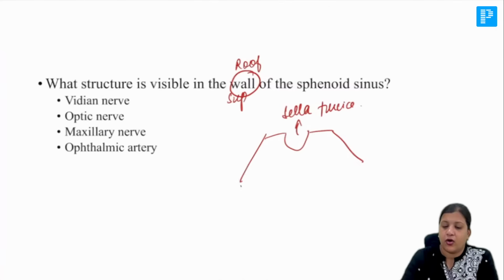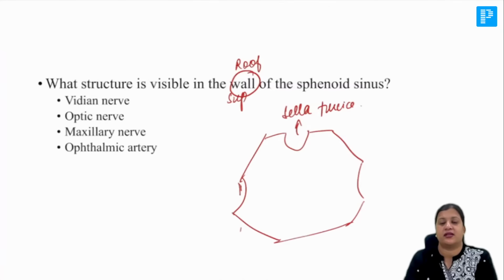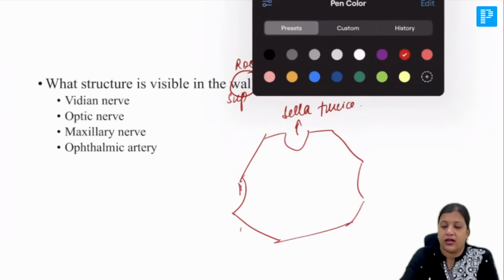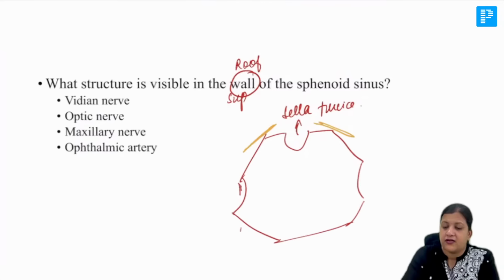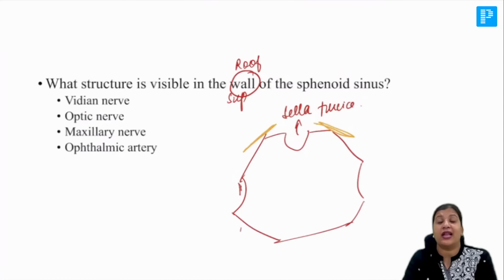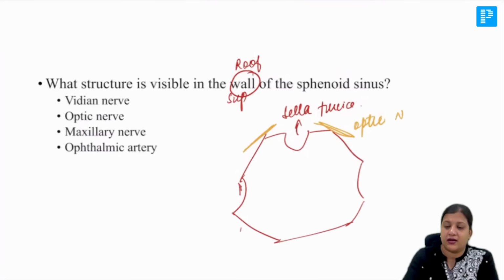And this is called as sella turcica. This sella turcica houses a gland. This is called as pituitary gland, correct? And then we have got the lateral wall and floor of the sphenoid sinus. In the superior wall, in the roof, we have a nerve which goes behind the pituitary gland to form the chiasm. What is this nerve? This is your optic nerve.